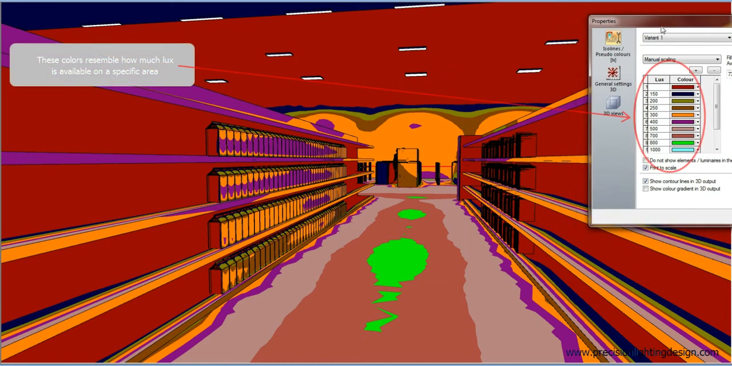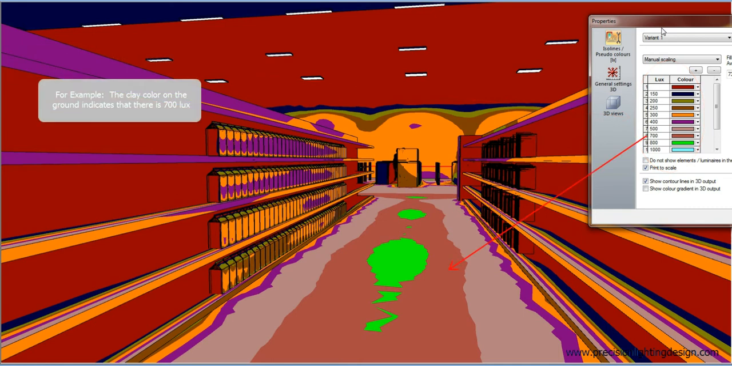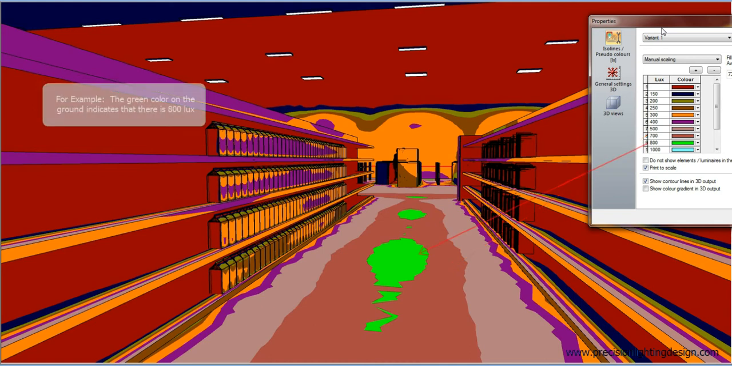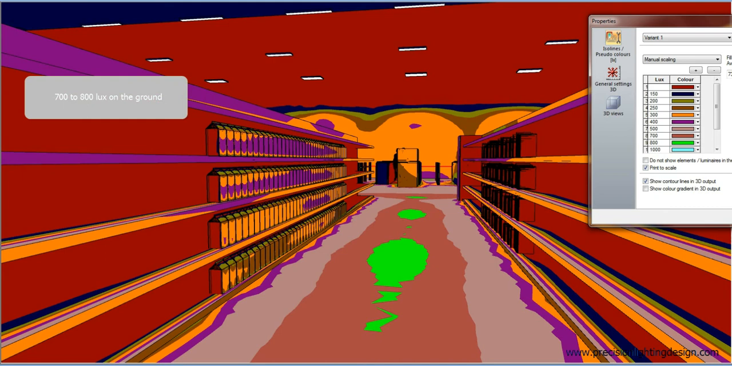The colors located on the right resemble how much lux is available on a specific area. For example, the clay color on the ground indicates that there is 700 lux, and the green color indicates that there is 800 lux. There is 700 to 800 lux on the ground. This means this is an aisle lit well according to industry standards.